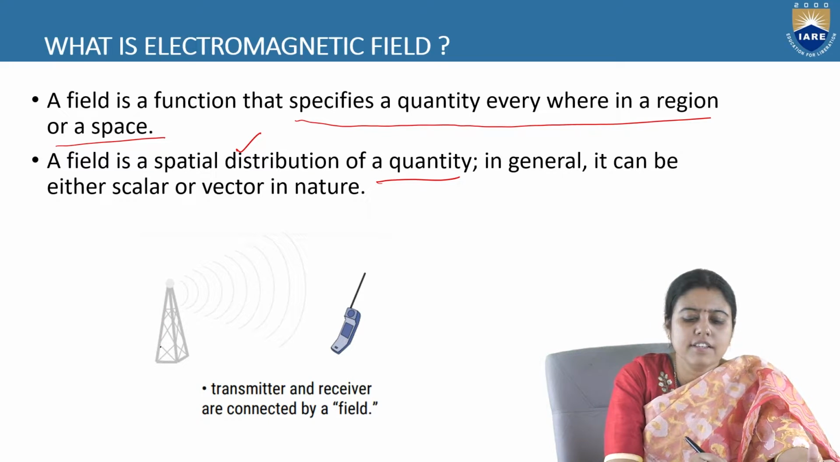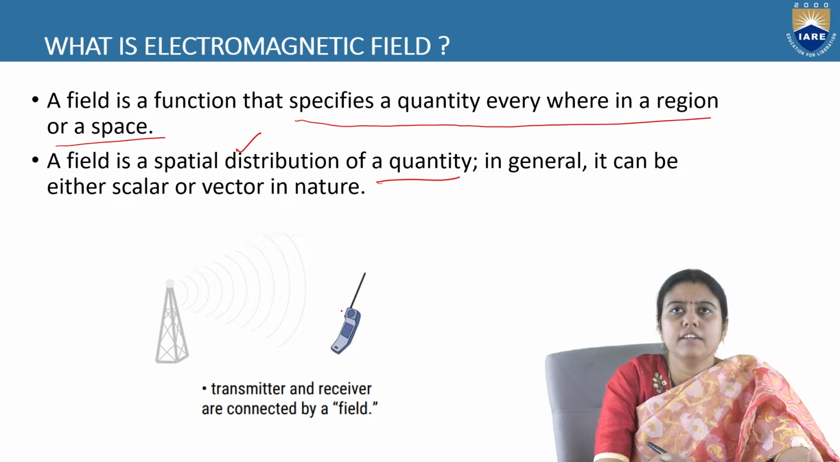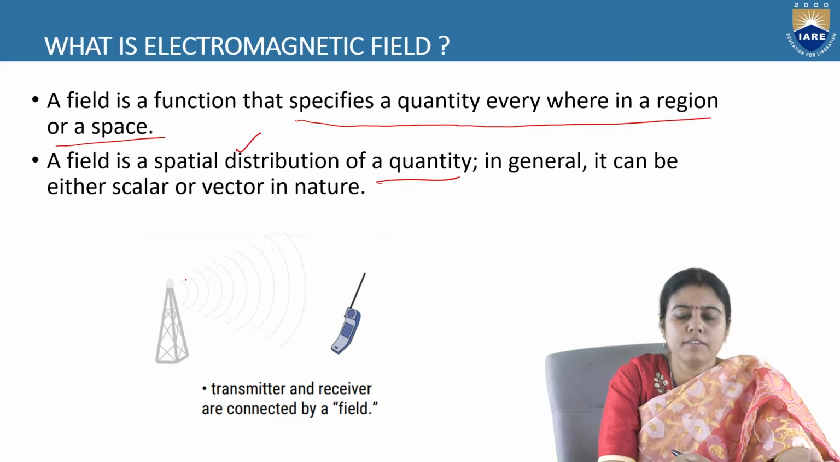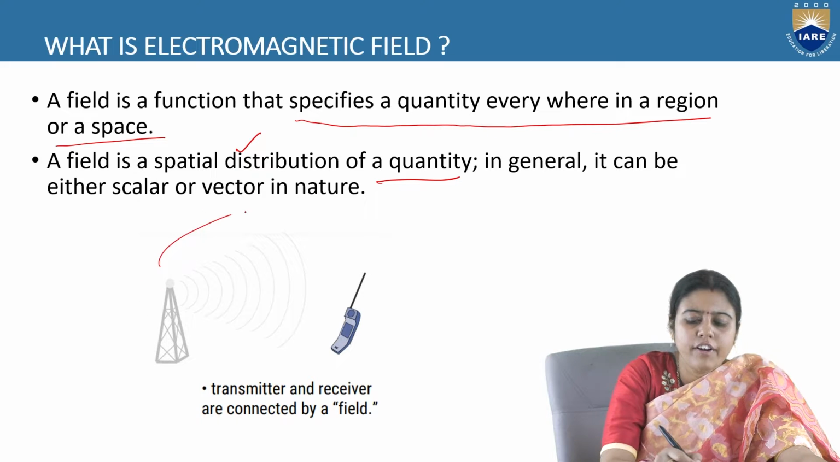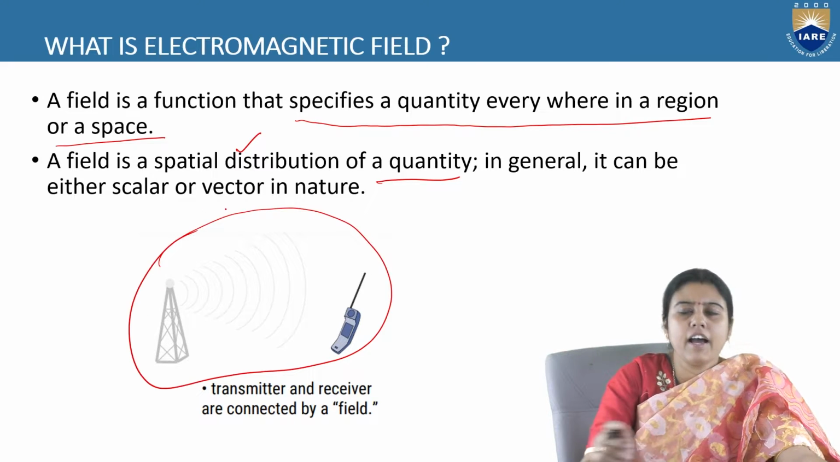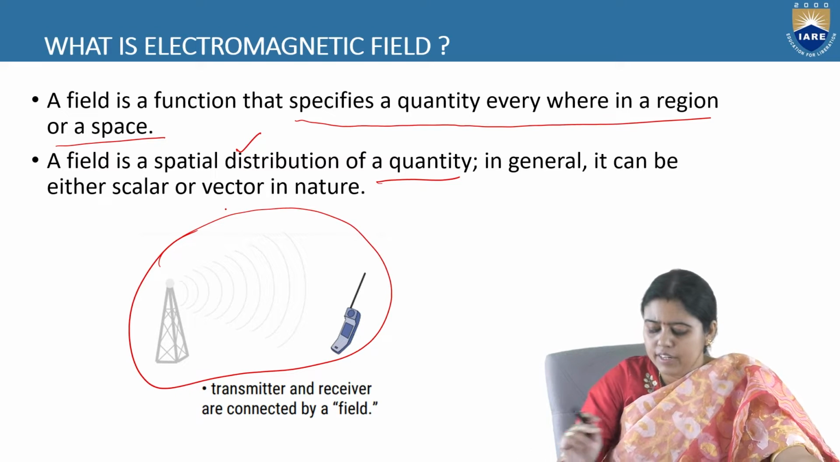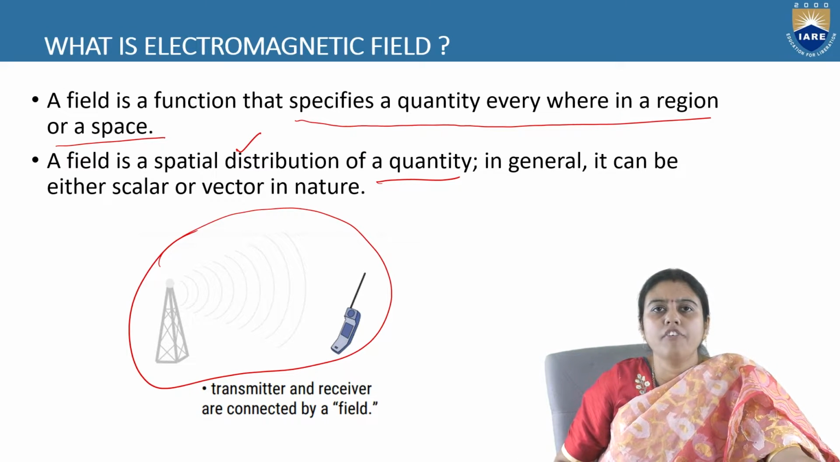You can see this is a transmitter and this is a receiver. Whatever you are telling from here is carried in electromagnetic waves. It is going from the transmitter to your mobile or to your landline. So this is a field, a field from this area, and this is an example of an electromagnetic field.